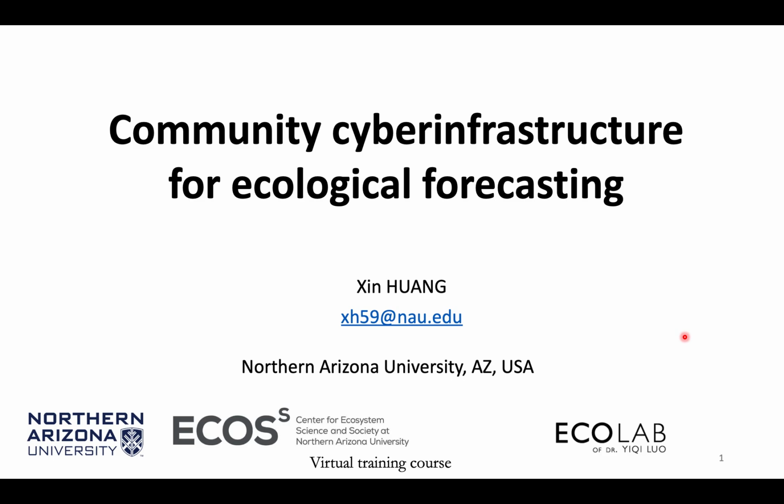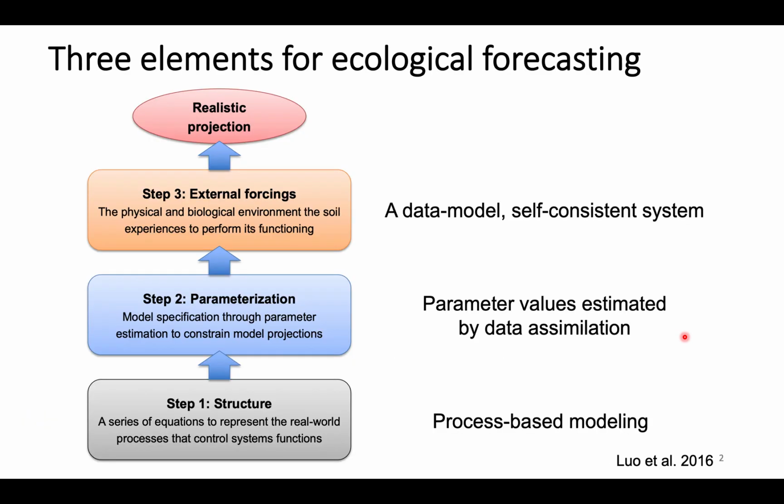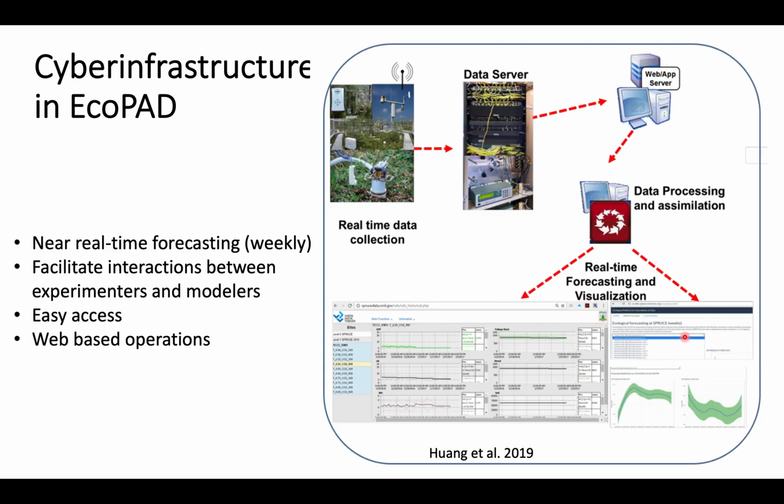Hello everyone, this lecture is to introduce community cyber infrastructure for ecological forecasting. We have already known the three elements toward realistic ecological forecasting: select the model structure to represent the real-world processes, constrain parameter uncertainty through data simulation, and generate external forcing, which represents the future climate conditions. A data model self-consistent system is required to automate the workflow.